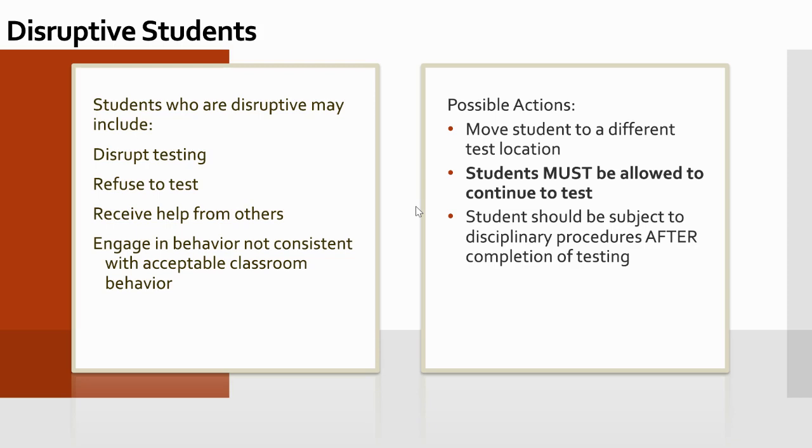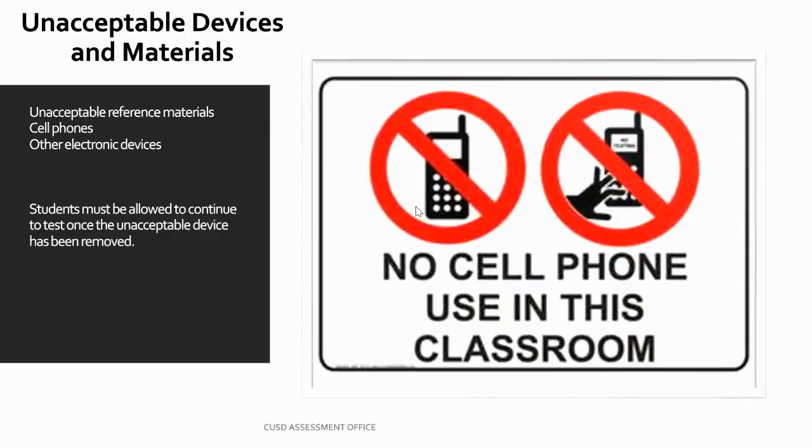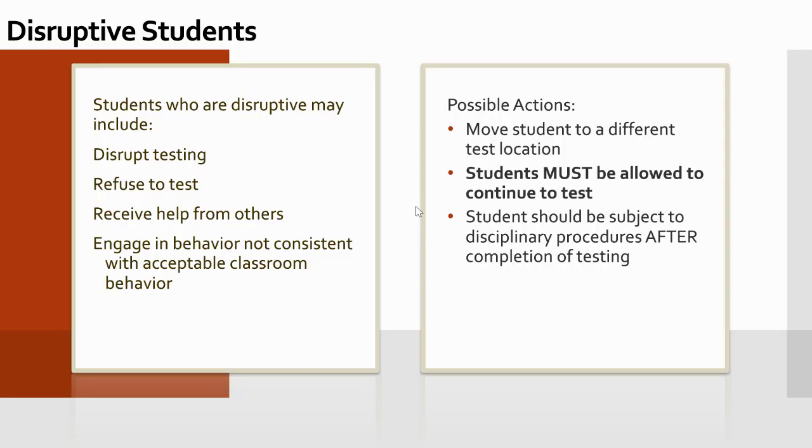If you have a situation within your testing environment where the students are disruptive, disruptive students may include those who are disruptive during testing, refuse to test, receive help from others, or engage in behavior not consistent with acceptable classroom behavior. There are possible actions. These are site-based, but you can move the student to a different testing location.